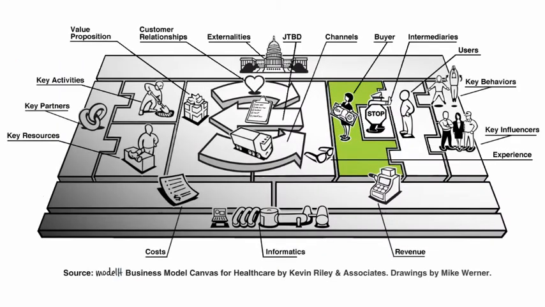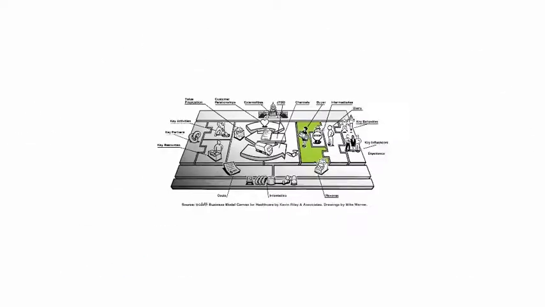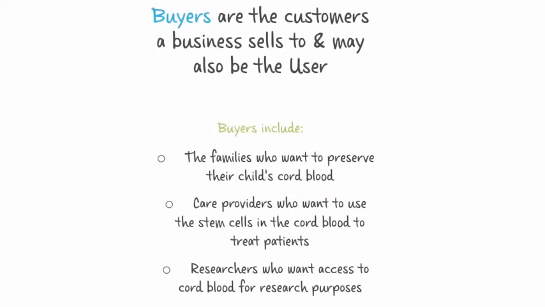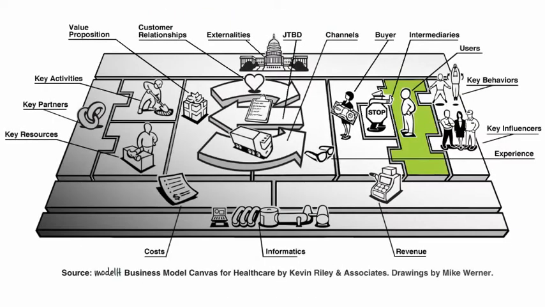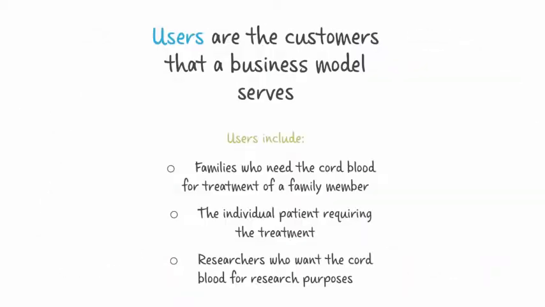Buyers are the customers a business sells to and may also be the user. In our business model illustration, the buyers include the families who want to preserve their child's cord blood, care providers who want to use the stem cells in the cord blood to treat patients, and researchers who want access to cord blood for research purposes. Users are the customers that a business model serves. In this business model, users include families who need the cord blood for treatment of a family member or themselves, the individual patient requiring the treatment, and researchers who want the cord blood for research purposes.